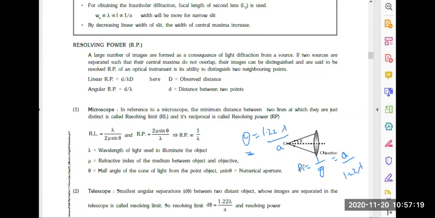Yes, A is always the slit width, right? So obviously when we talk about a lens, it will be the aperture of the objective. Yes.